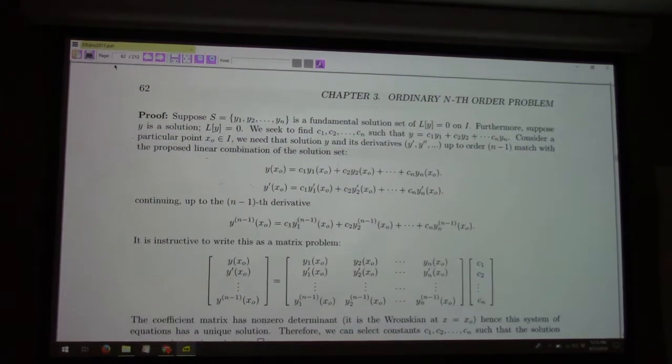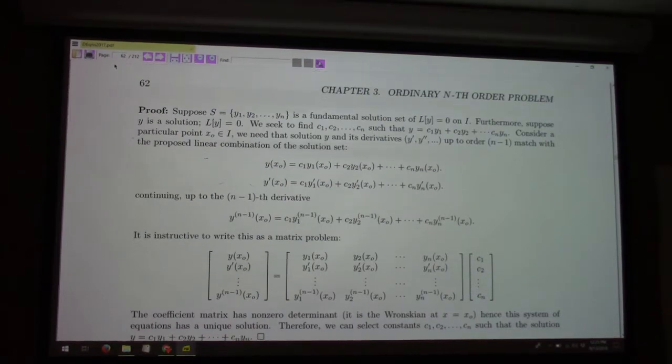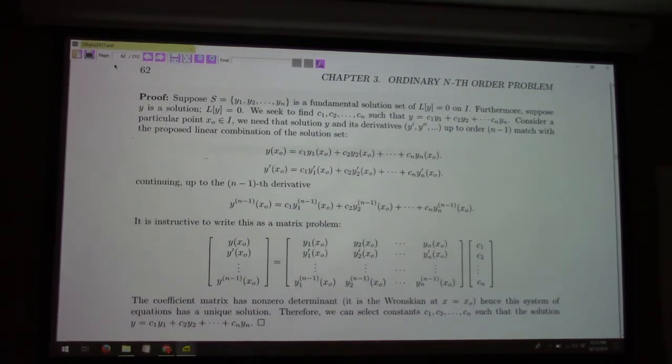Now, here's the proof, which I don't know if it is worthwhile. Let's see here. Proof. Suppose we got a fundamental solution set of L of y equal to 0. We want to find constants C1 through Cn such that y is equal to that. So I'm supposing I have a solution to L of y equal to 0. Suppose y is a solution.